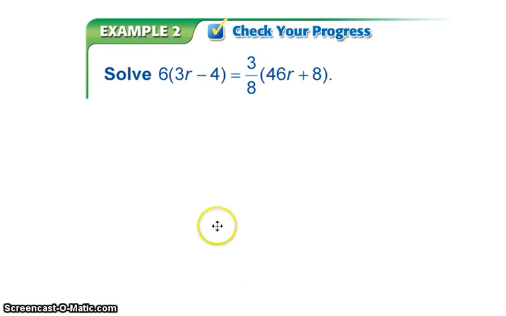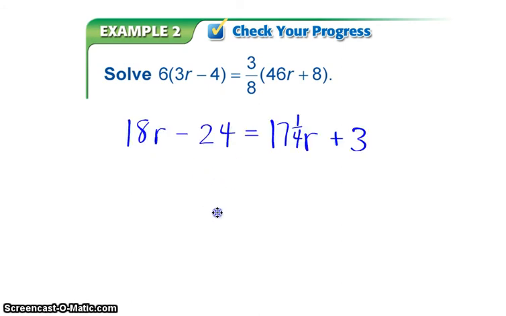Okay, let's take a look and see what you did here. The first thing you should have done is the distributive property. Okay? 6 times 3 is 18, 6 times 4 is 24. Then do the same thing on the right side. 3/8 times 46 is 17 1/4. 3/8 times 8 is 3.